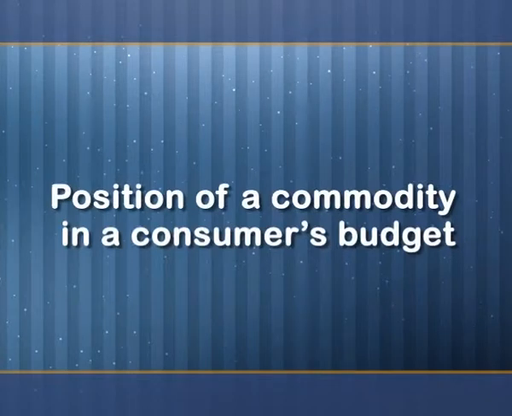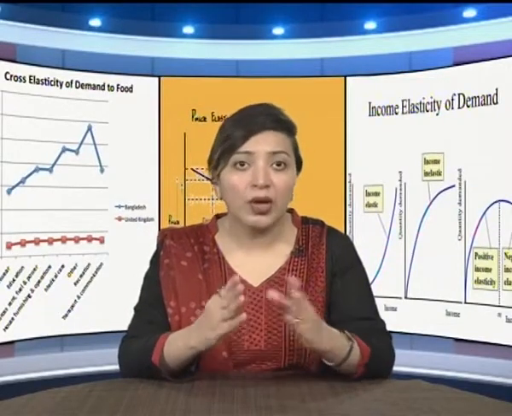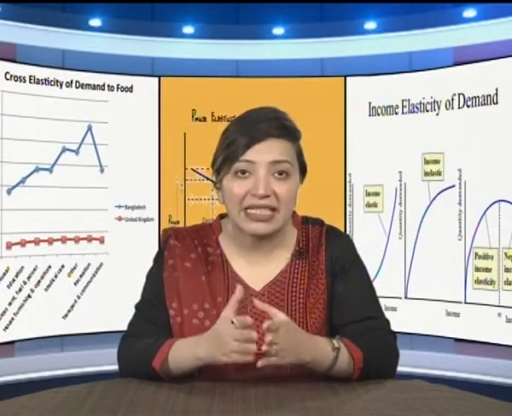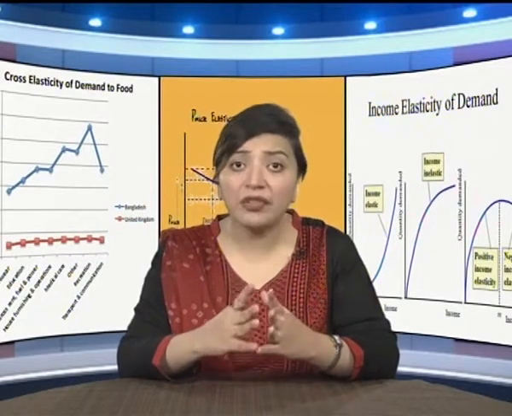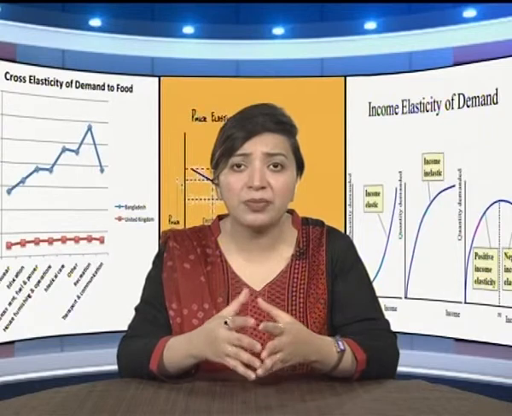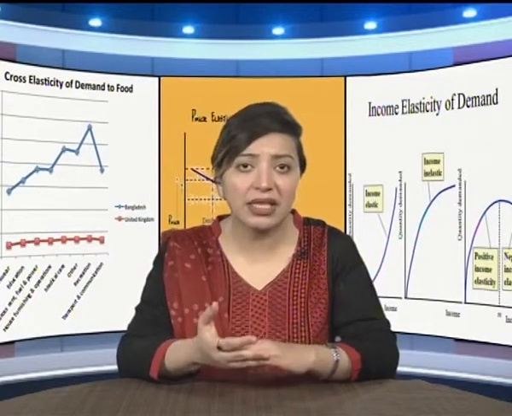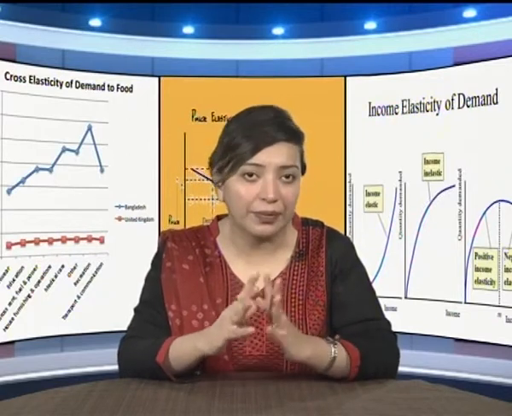Position of a commodity in a consumer's budget. The greater the proportion of income spent on a commodity, the greater will be generally its elasticity of demand, and vice versa. The demand for goods like common salt, matches, buttons, etc. tends to be highly inelastic because a household spends only a fraction of its income on each of them.